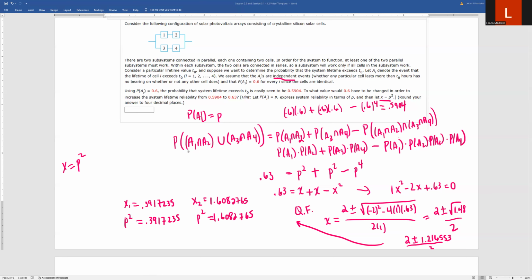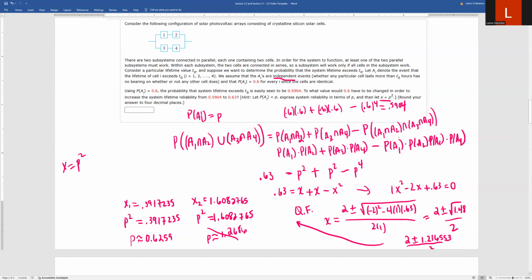0.3917235. If I take the square root of that, I'm going to go to 4 decimal places now. It is 0.6259. For the other one, if we take the square root of that, so let me type it in. 1.6082765 on my calculator and then take the square root. Okay, this one's the problem. This comes out to 1.2686.